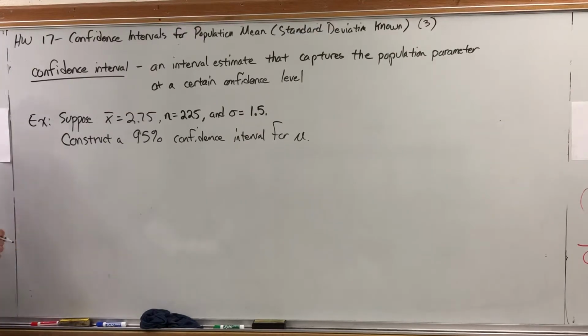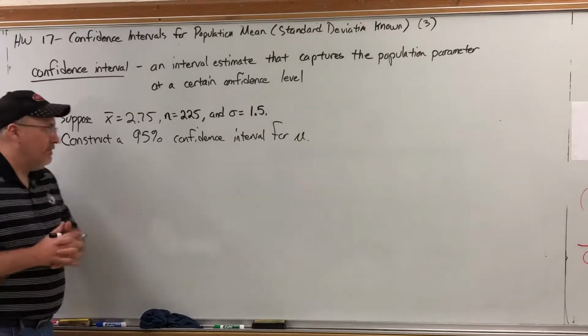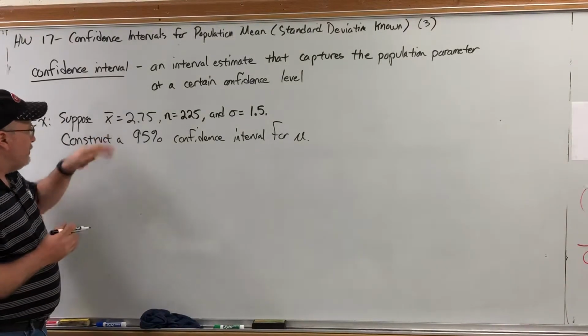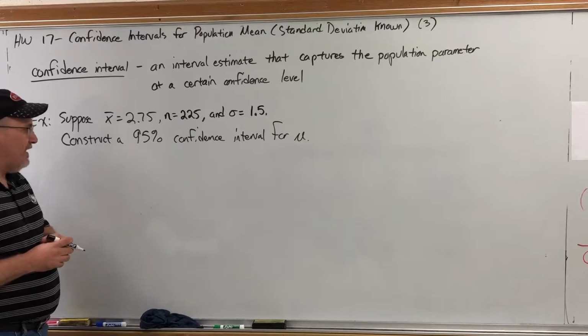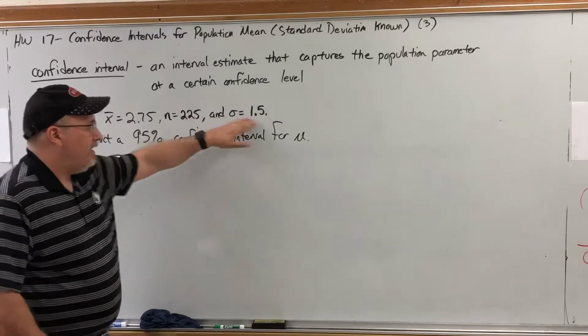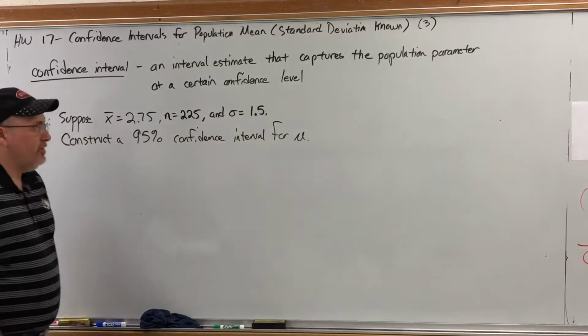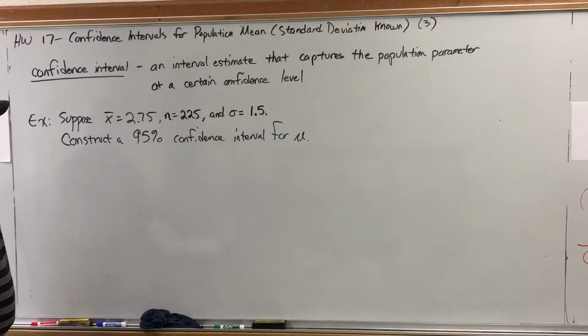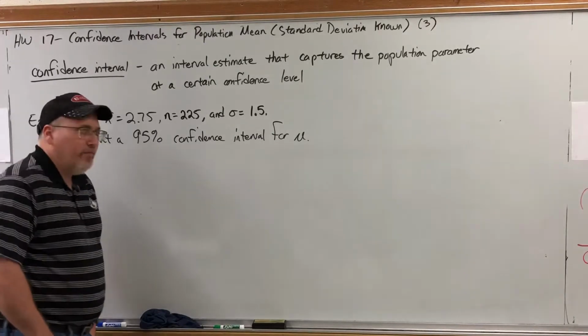So let's take an example, kind of in the guise of our GPA example from previous videos. Suppose our sample mean is 2.75, and our sample size was 225, and we know that the population standard deviation is 1.5. Let's construct a 95% confidence interval for mu.